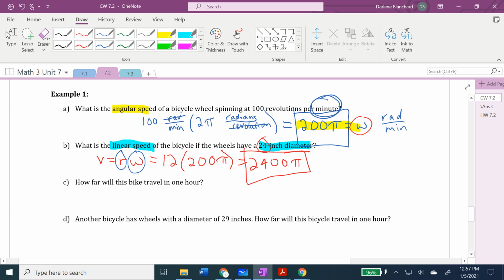What are the units of the radius? Inches. Now, I was trying to explain to you a little bit yesterday that angle measurement, radians, technically is a dimensionless unit. It's more of a placeholder. So when I write my linear speed, I'm actually using inches per minute, not inches times radians per minute.